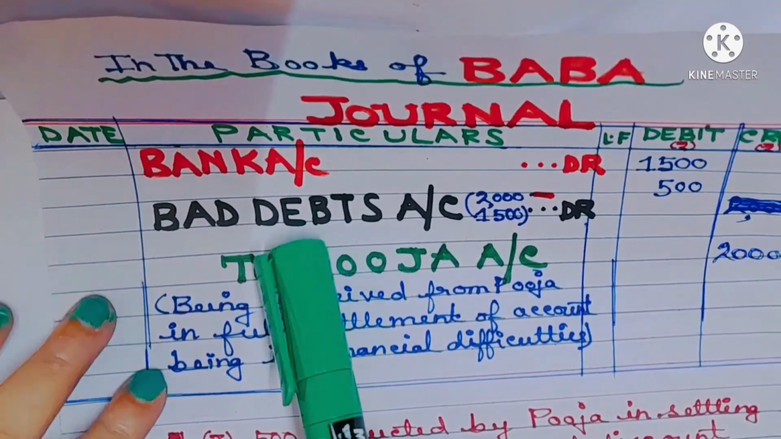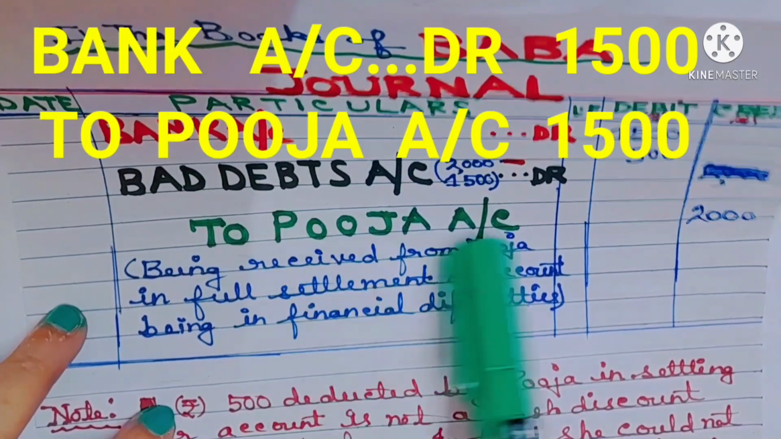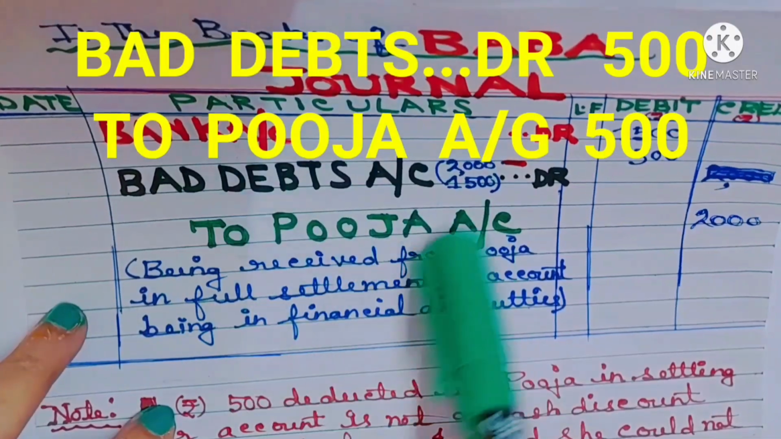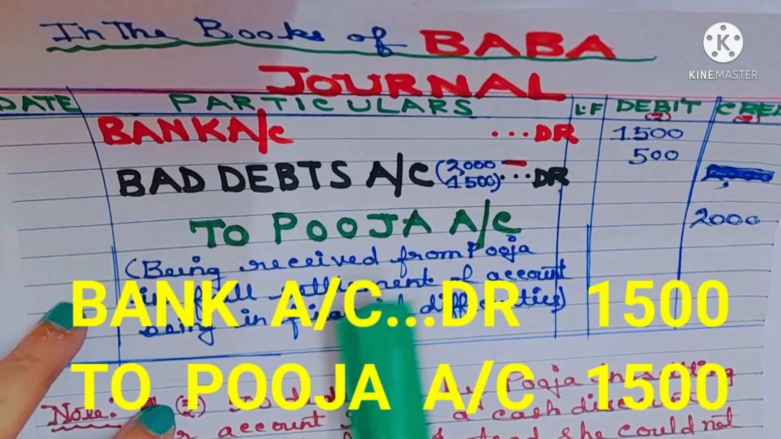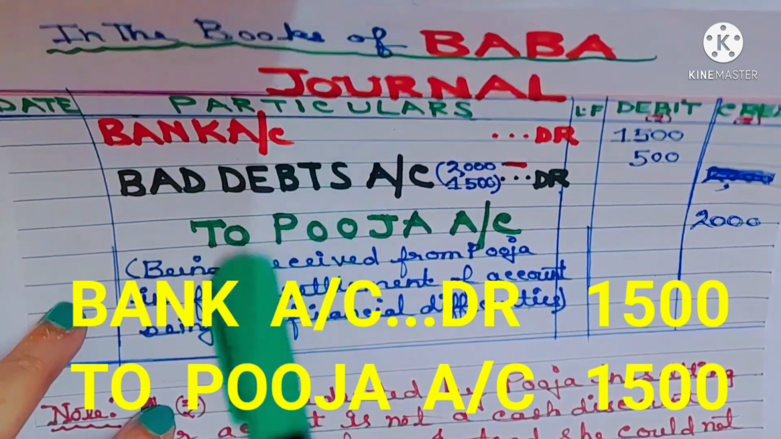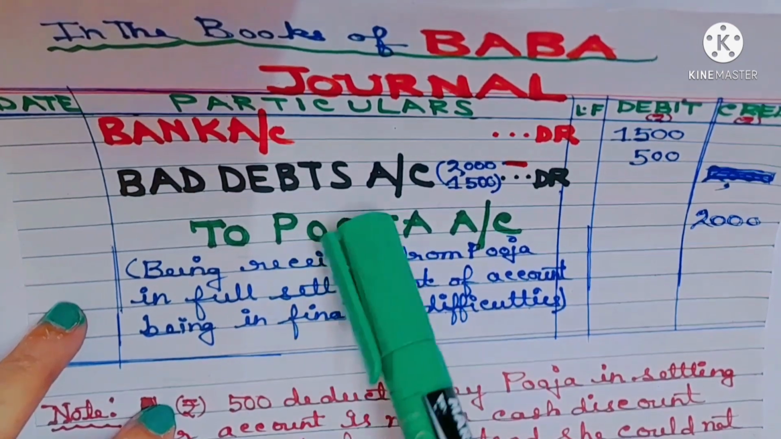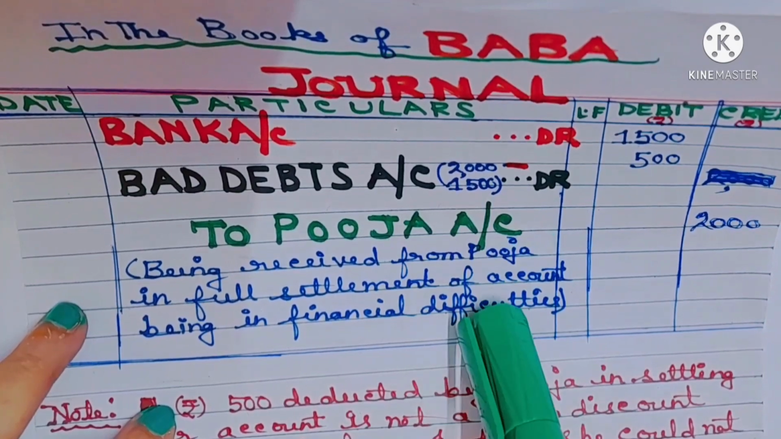If we break down this journal, what will happen? Bank account debit to Pooja account 1500, bad debts account debit to Pooja account 500. Please remember, we cannot record the full journal entry in the cash book. We can only record bank account debit to Pooja account 1500. Why not bad debts account? Because debit bad debts credit Pooja. We cannot record this journal entry in the cash book.